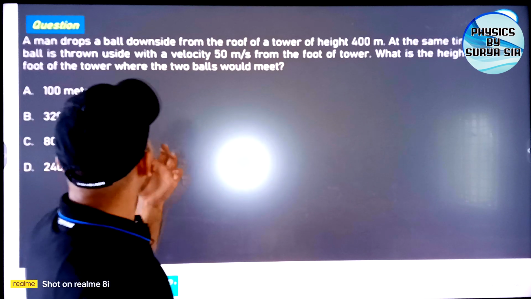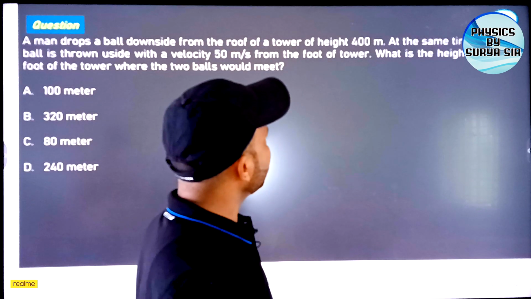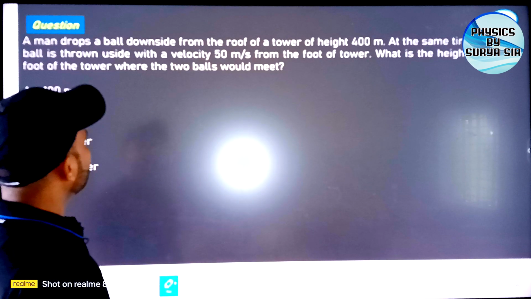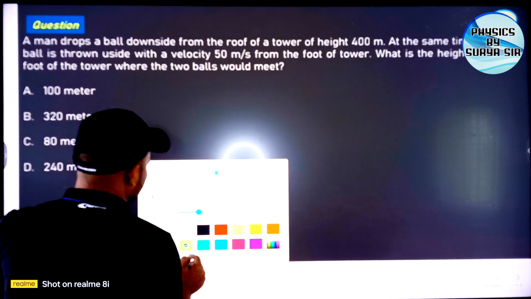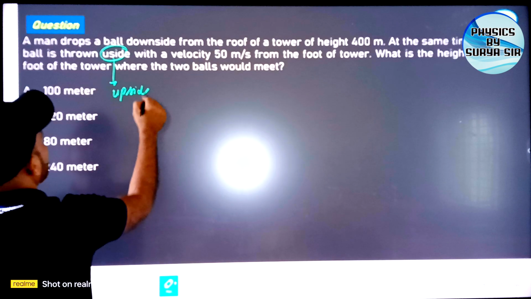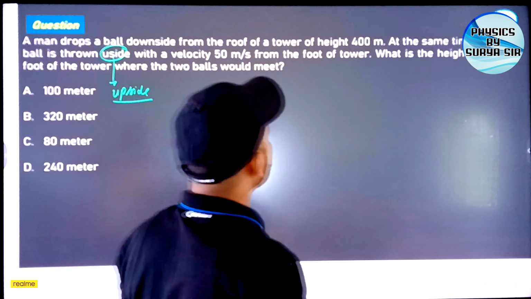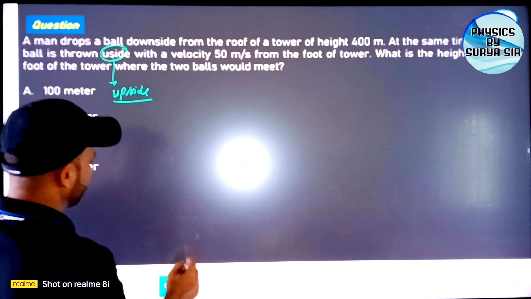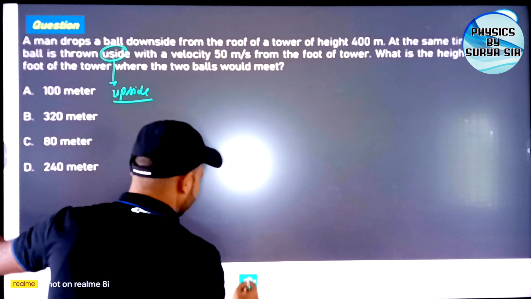A man drops a ball downwards from the roof of a tower of height 400 meters. At the same time, another ball is thrown upside, with a velocity of 50 meters per second, from the foot of the tower. What is the height from the foot of the tower where the two balls would meet? See this question, this is a very easy one. We can solve it.